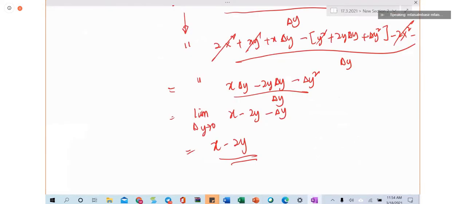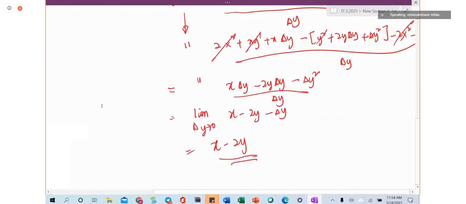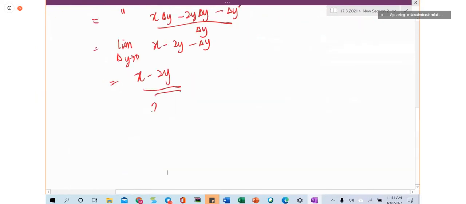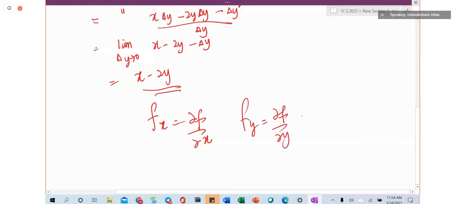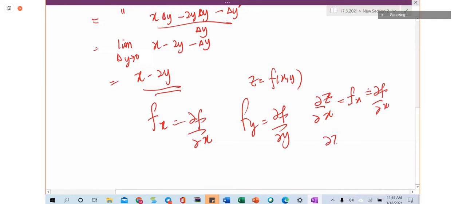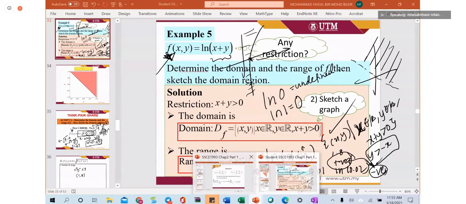Let me write again. f_x is del f over del x. f_y means del f over del y. If I put z equals f(x,y), it is the same also: del z over del x is the same as f_x, and del z over del y means f_y. Just a notation. I just want to introduce the notation to you.